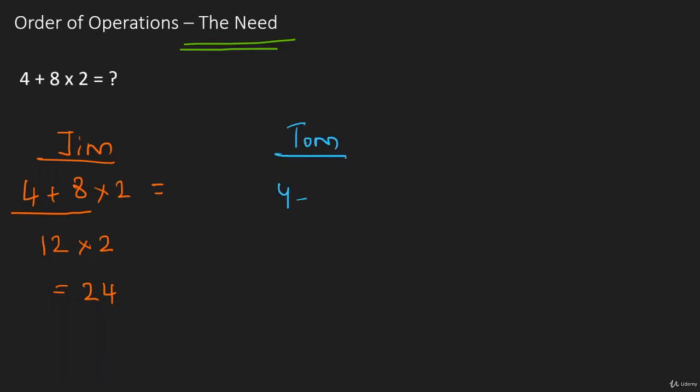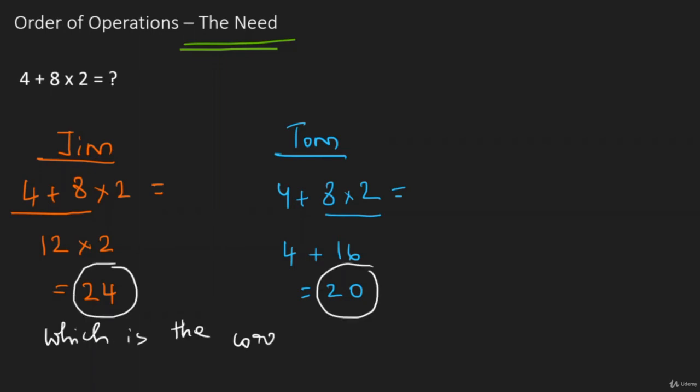Now Tom thinks that let me do 8 into 2 first. So he gets 4 plus 16 and his answer is 20. Now for the same expression, there are two answers. So which is the correct answer? Here we have seen a typical example of the need to define the order of operations, whether addition has to be done first or multiplication has to be done first in this type of an expression. This is of utmost importance so that across the world, if anybody tries to do this problem, they should be getting the same answer. Here comes the importance of the BODMAS rule.